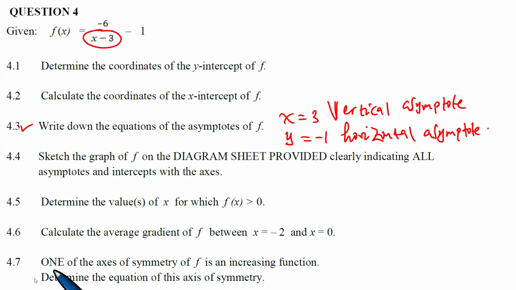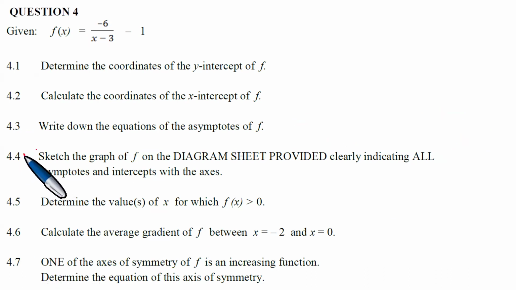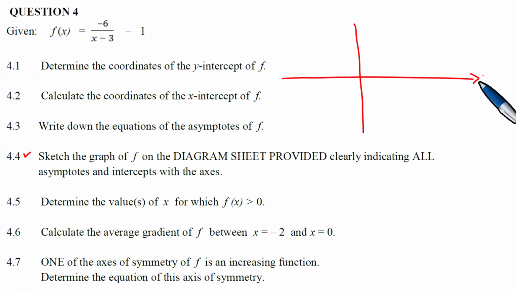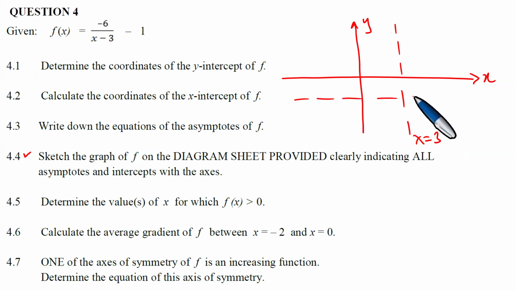All right, so in 4.4, sketch the graph of f on the diagram provided, clearly indicating all asymptotes and intercepts with the axes. Let us draw a rough sketch here. This is the x-axis and that becomes the y-axis. X equals 3 is the vertical asymptote. And y equals minus 1 remains the horizontal asymptote.